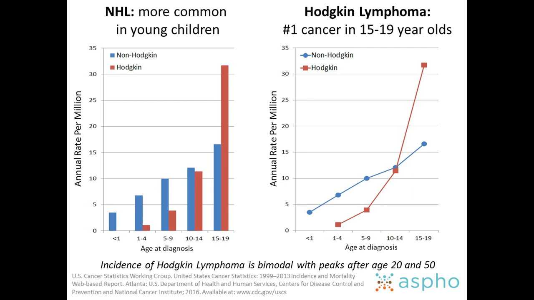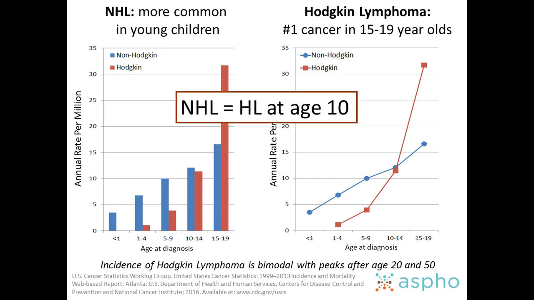The epidemiology is important. As you can see on the left, non-Hodgkin lymphoma is in blue, and you can see it is more common than Hodgkin lymphoma in younger patients. But once they get older, Hodgkin lymphoma becomes the #1 cancer in 15 to 19-year-olds. And importantly, the age at which those lines cross is about 10. So if they're less than 10, NHL is more common, and if they're greater than 10, Hodgkin is more common.